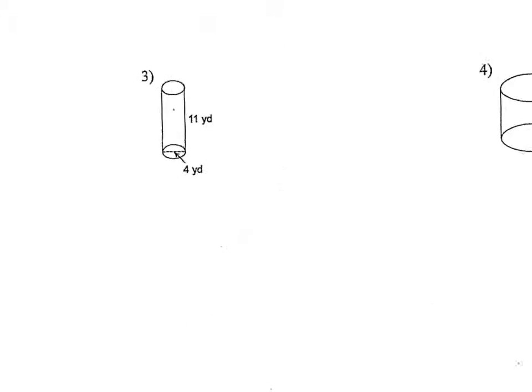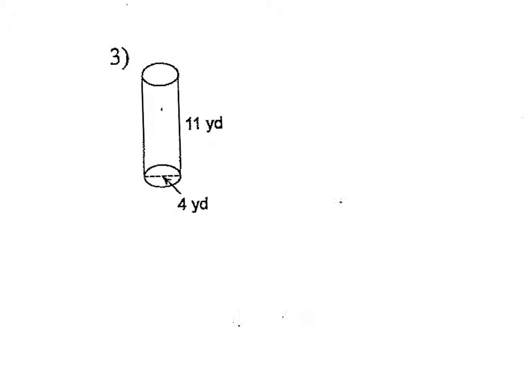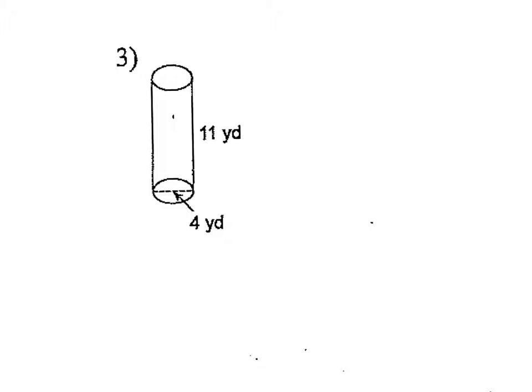All right, we're on to our last 2. Now on number 3, look carefully. This is a little bit tricky. Remember, we need the radius. That's what I meant to say. So let's go ahead and write down our formula, which is volume equals pi times the radius squared times the height.